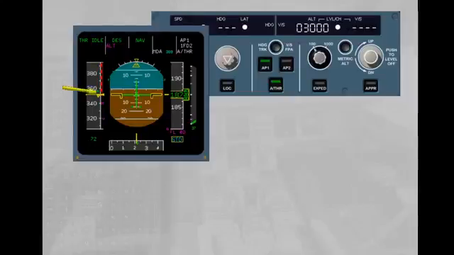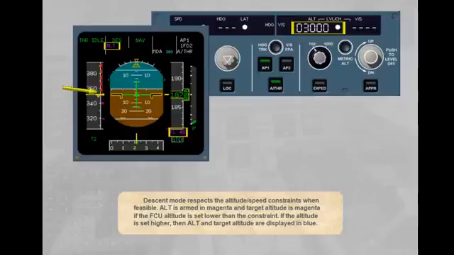Descent mode respects the altitude and speed constraints when feasible. Altitude is armed in magenta, and target altitude is magenta if the FCU altitude is set lower than the constraint. If the altitude is set higher, then altitude and target altitude are displayed in blue.